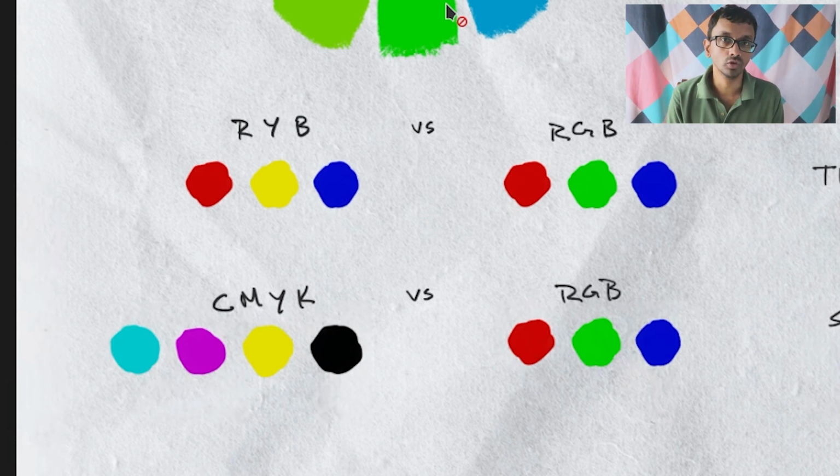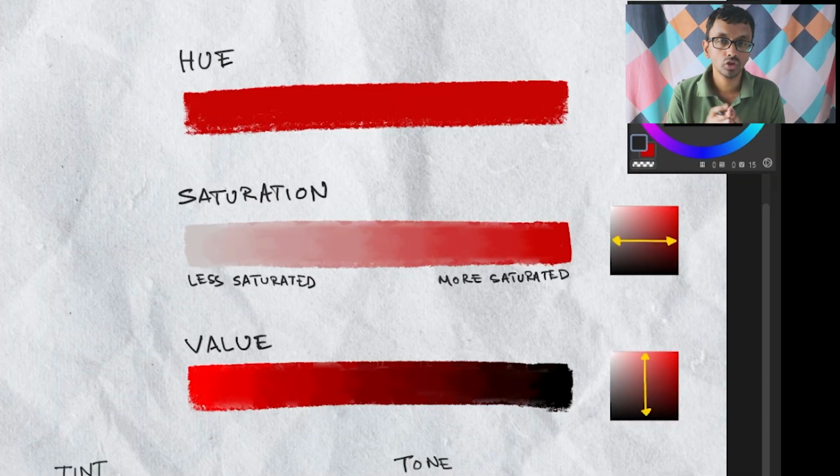RYB or red, yellow, blue is used in traditional media like gouache, oil paint, acrylics and watercolor. RGB is used by computers and in the digital media. Alright, next up, CMYK is used in graphic design and print media and all that kind of stuff, newspapers and stuff. RGB is again used in digital media. That's it.